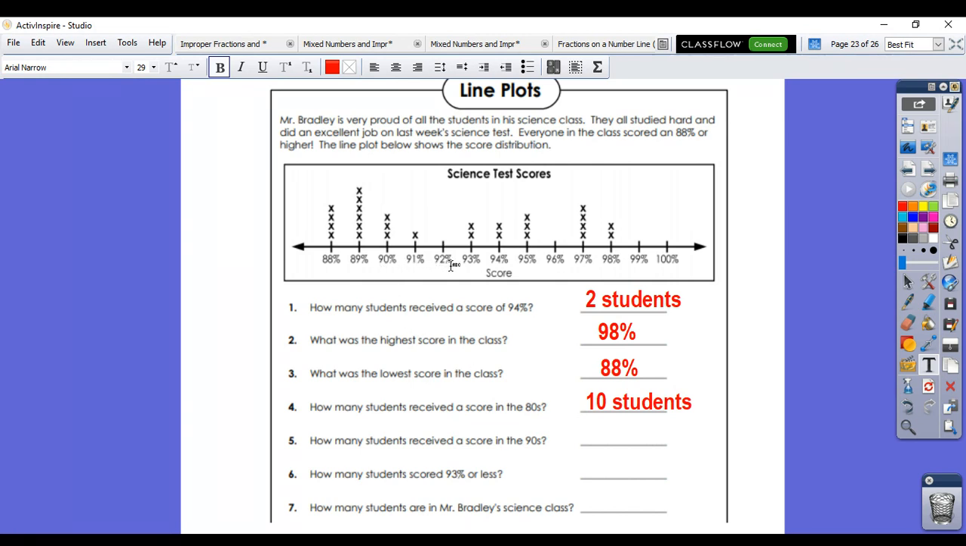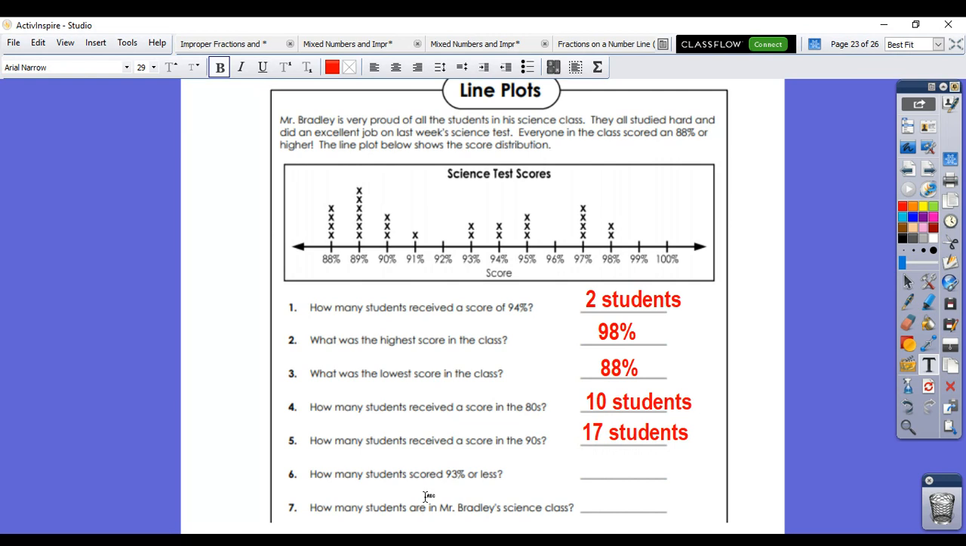How many students received a score in the 90s? 1, 2, 3, 4, 5, 6, 7, 8, 9. I got to count all of these. Now I got to count the students. 1, 2, 3, 4, 5, 6, 7, 8, 9, 10, 11, 12, 13, 14, 15, 16, 17. 17 students. And I might want to double check that and count it again.